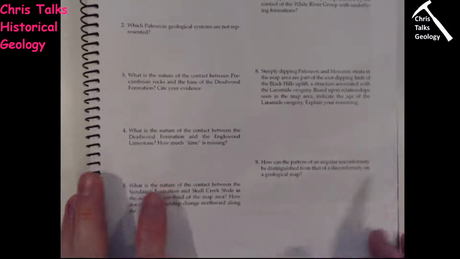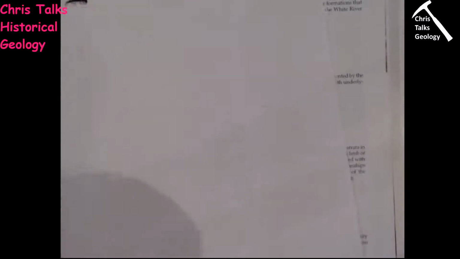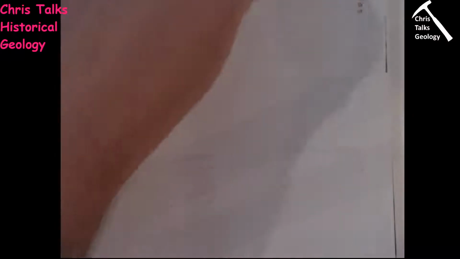And then finally we have question 9. How can the pattern of an angular unconformity be distinguished from that of a disconformity on a geological map? Okay, so prepare yourself for amazing art. Just trying to get this the right way.